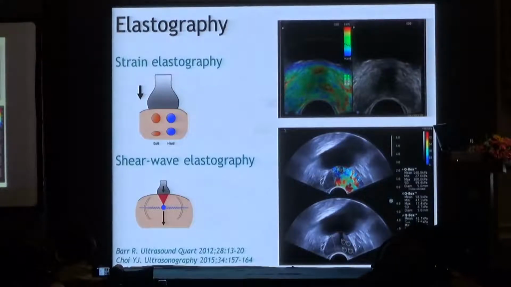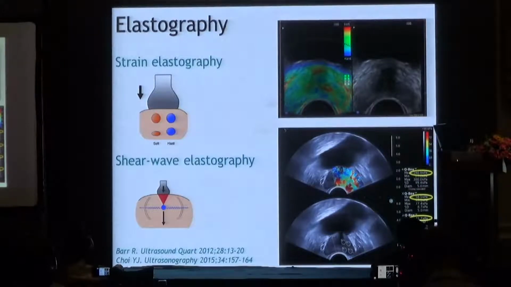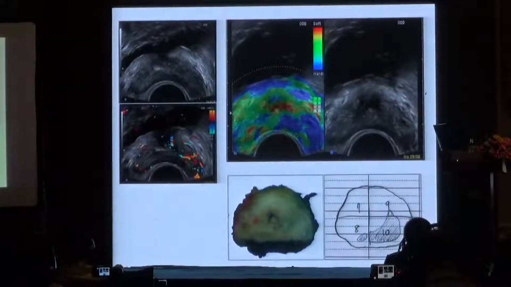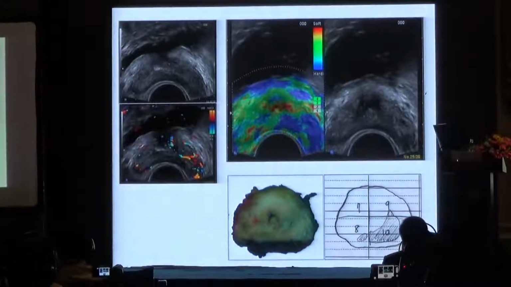And of course, we can use absolute values of the hardness, using kilopascal values with this shear wave elastography. This is an example of strain elastography in a prostate cancer patient.